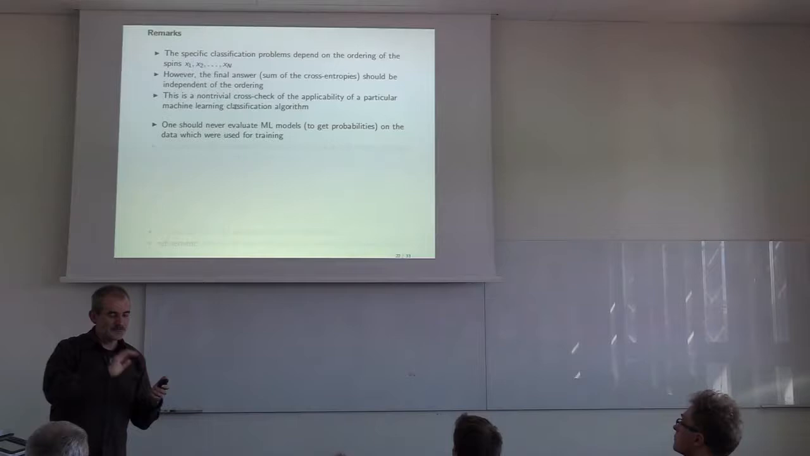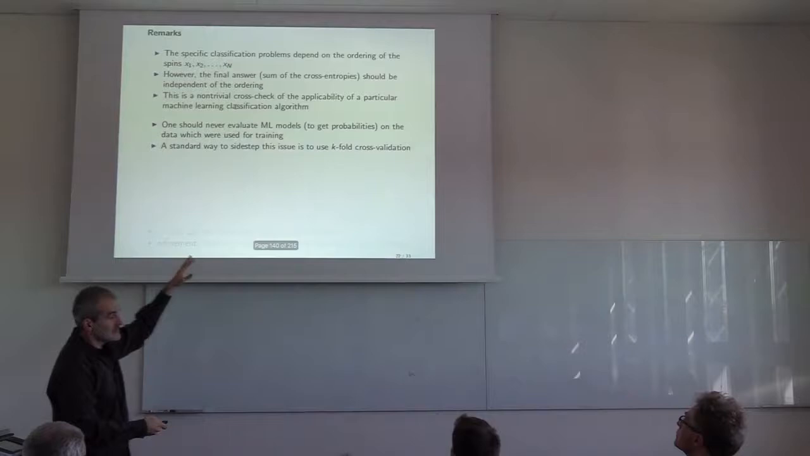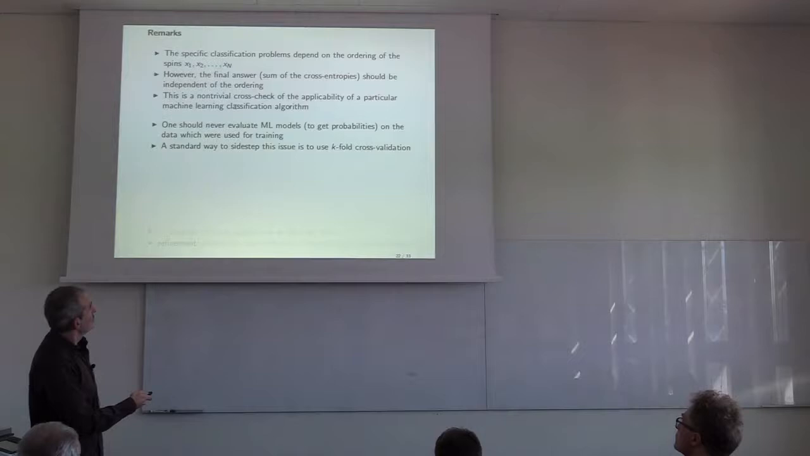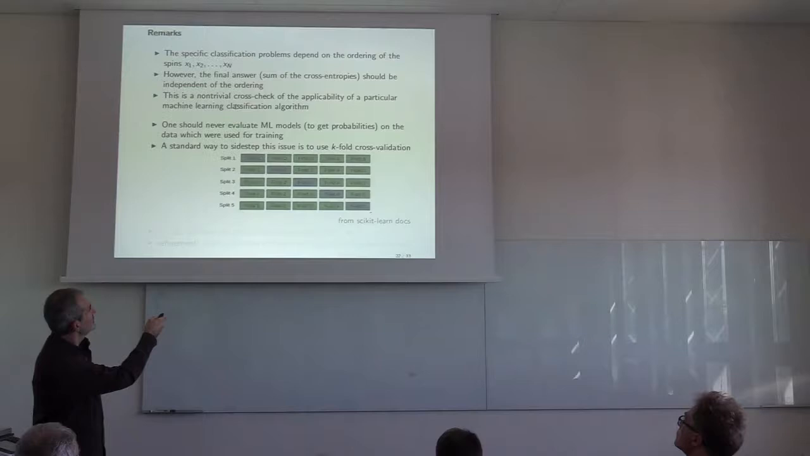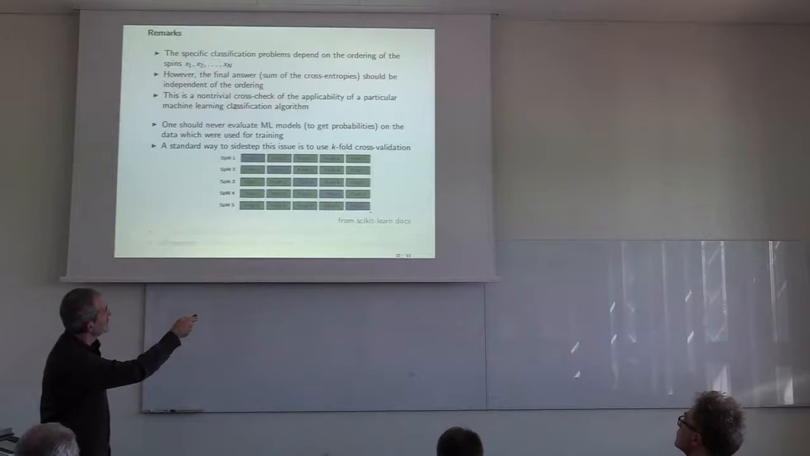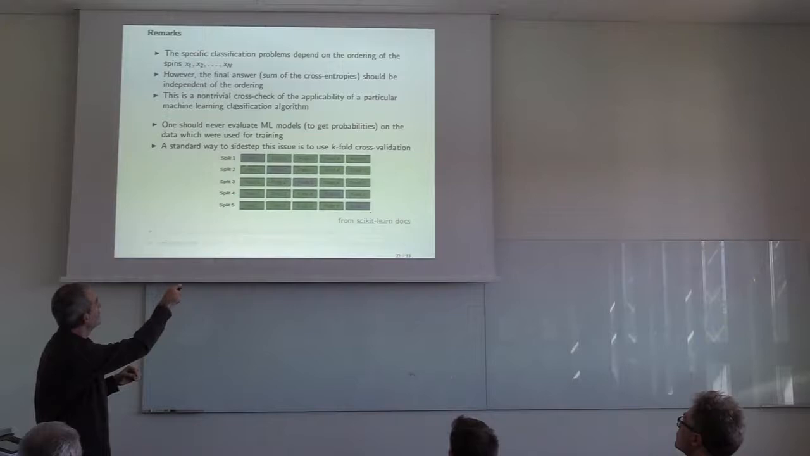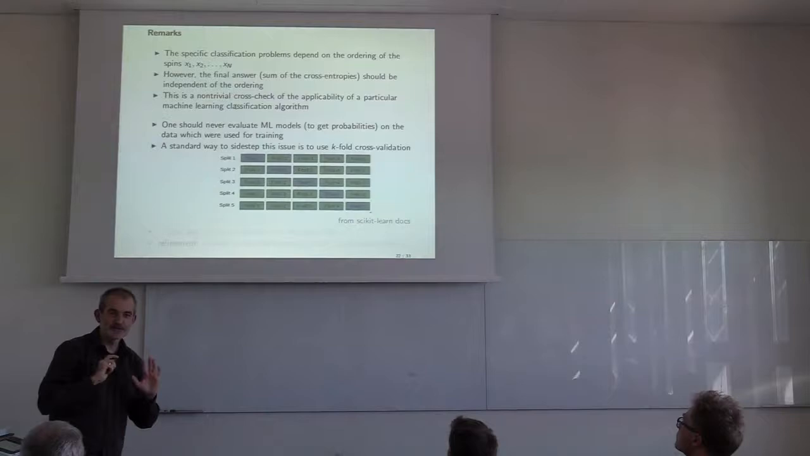The standard way to sidestep this issue is to use something called k-fold cross-validation. So what is this? Suppose that k is 5. We partition our data set into 5 parts, and then we use 4 parts for training. We train the classifier, and then we predict probabilities on the remaining part. Then we train on these and predict here, and so on. For the predictions which enter the cross-entropy losses, we only take those out-of-sample predictions. In this way, you can be sure that it's more or less reliable.